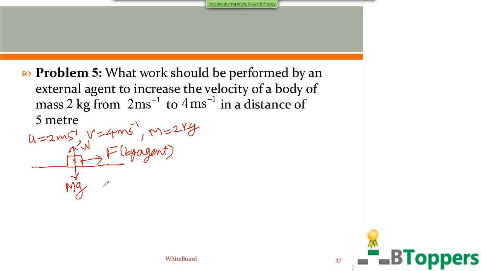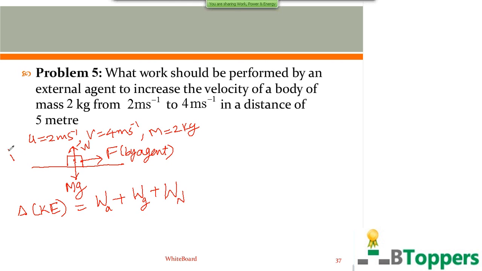According to the work energy theorem, the change in the kinetic energy of the body is equal to the total work done by all the external forces acting on the body. That is, the work done by the force applied by the agent, plus the work done by the gravitational force on the body, plus the work done by the normal reaction force.